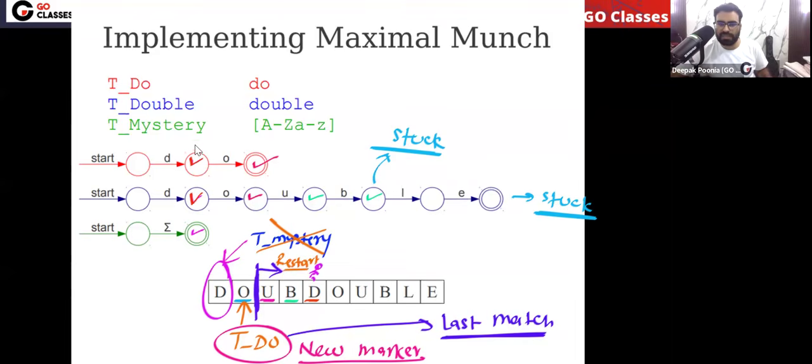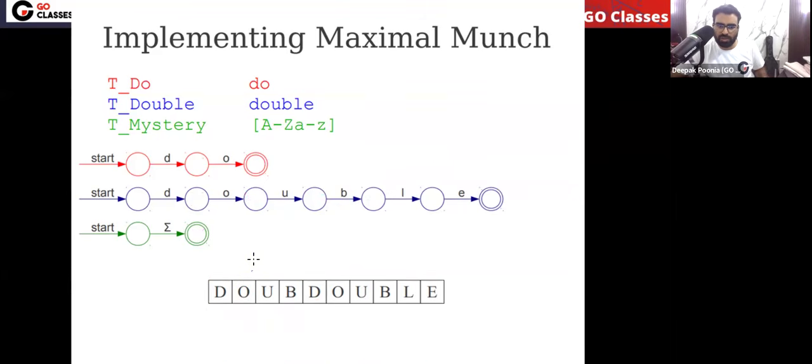Okay, restart all these NFAs. Again, you run all these NFAs in parallel. I hope you understood this point. But remember, because of this last match, this do token is already generated. So if you see the output, this do token is already generated. Very simple. Now, after this, you will restart from here.